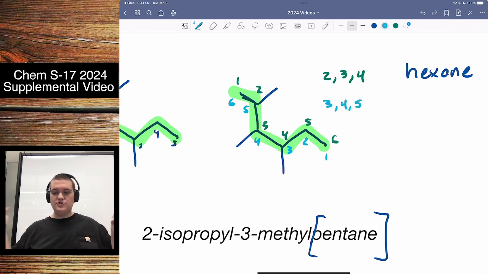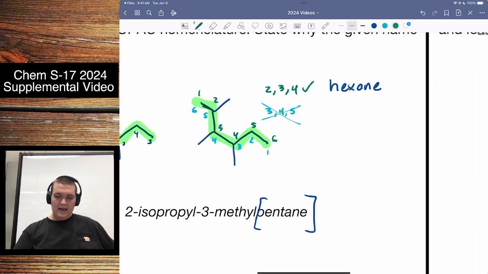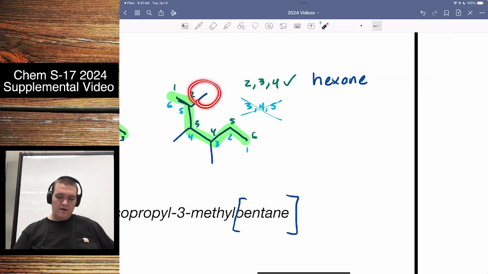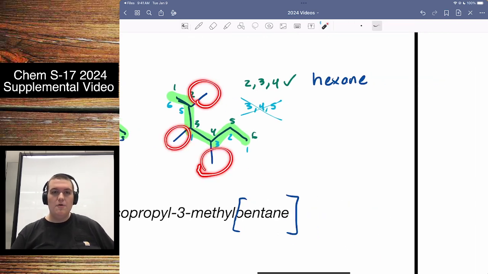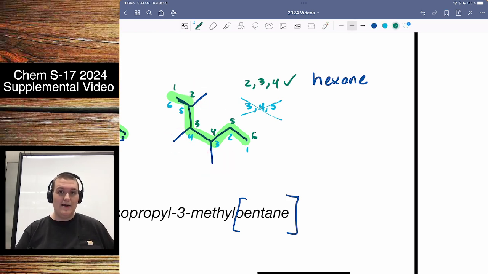So now we look at which way lowers the number on our substituents. And here, having our first substituent on 2 is going to be better than having our first substituent on 3. So we don't use this numbering, we do use this numbering. And our substituents for each of these are methyls. So when we have more than one methyl, we have to use that prefix. So here, the prefix for 3 of the methyls would be trimethyl.